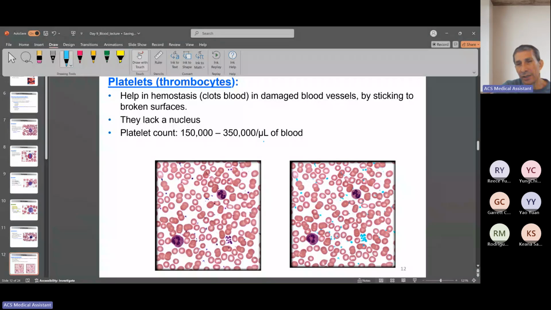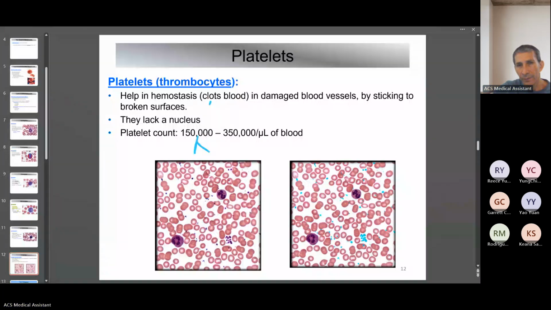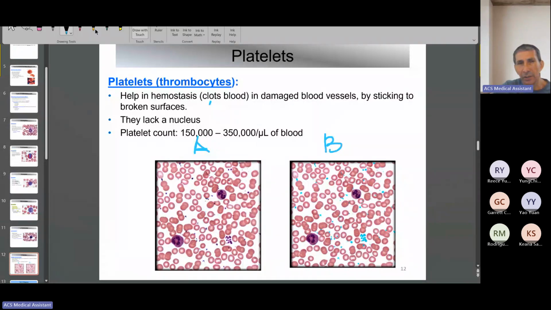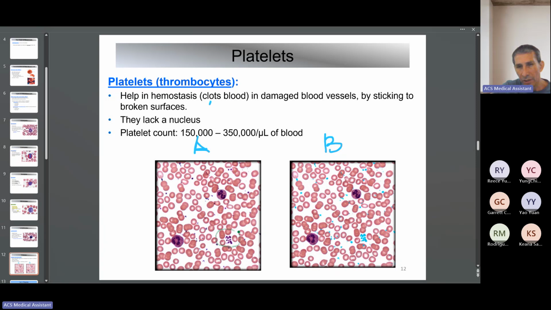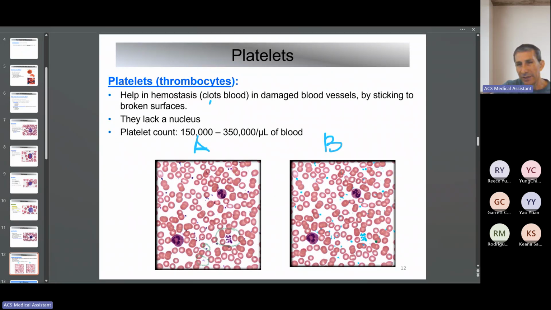So if you look right here in this image, this is A, and this is B. If you look at image A, all these little, let me change colors because this color is kind of not seen. You see this group of little dots right here? They are very, very small. All these little dots right here are the platelets. So now when we look under the microscope, this is how they look.